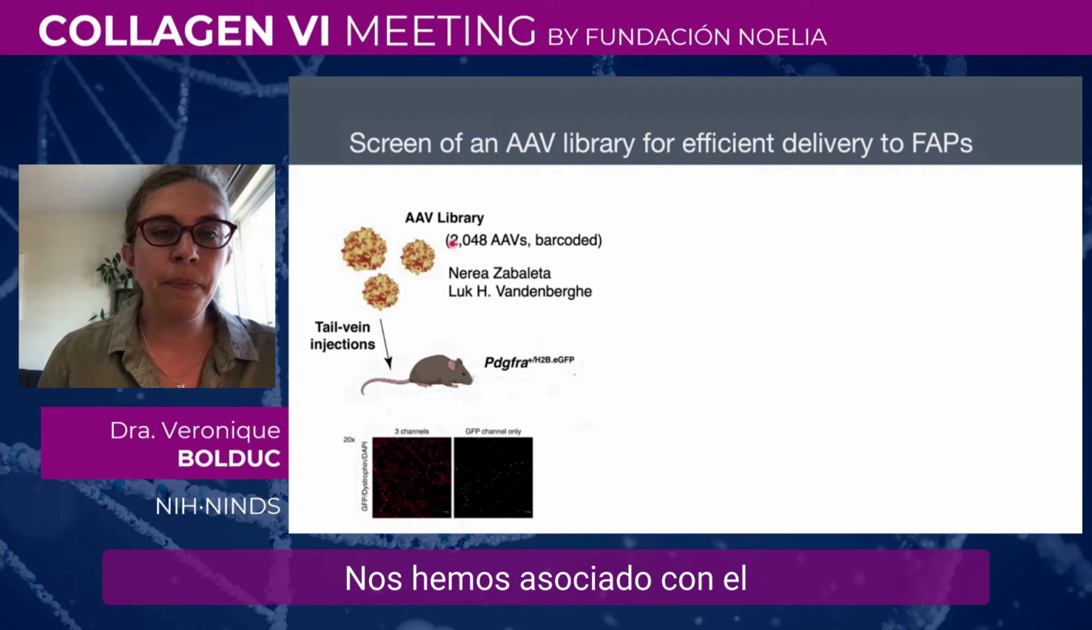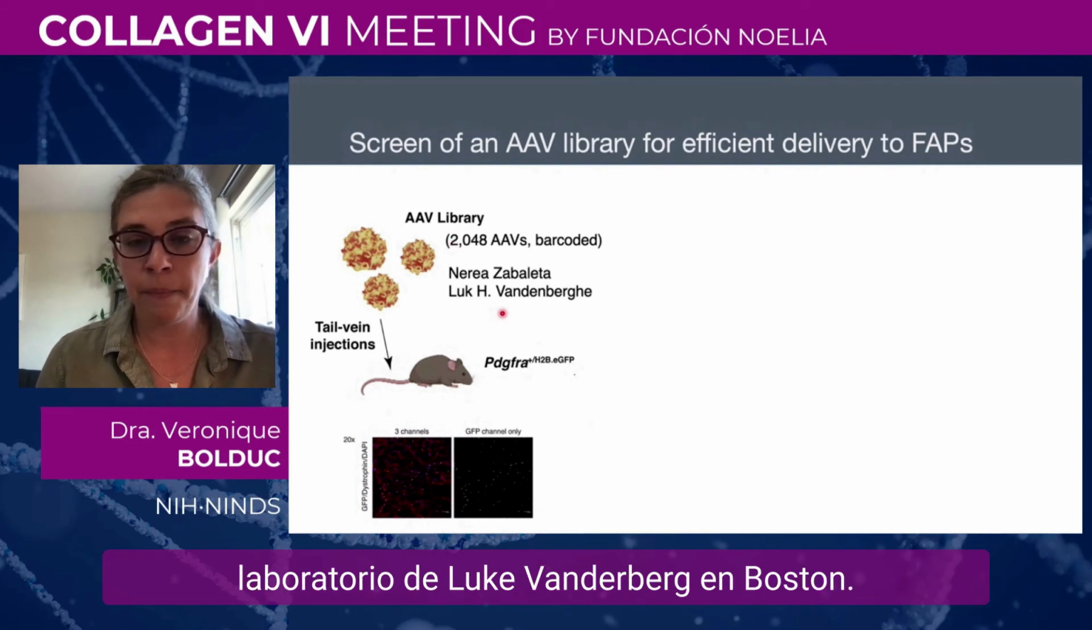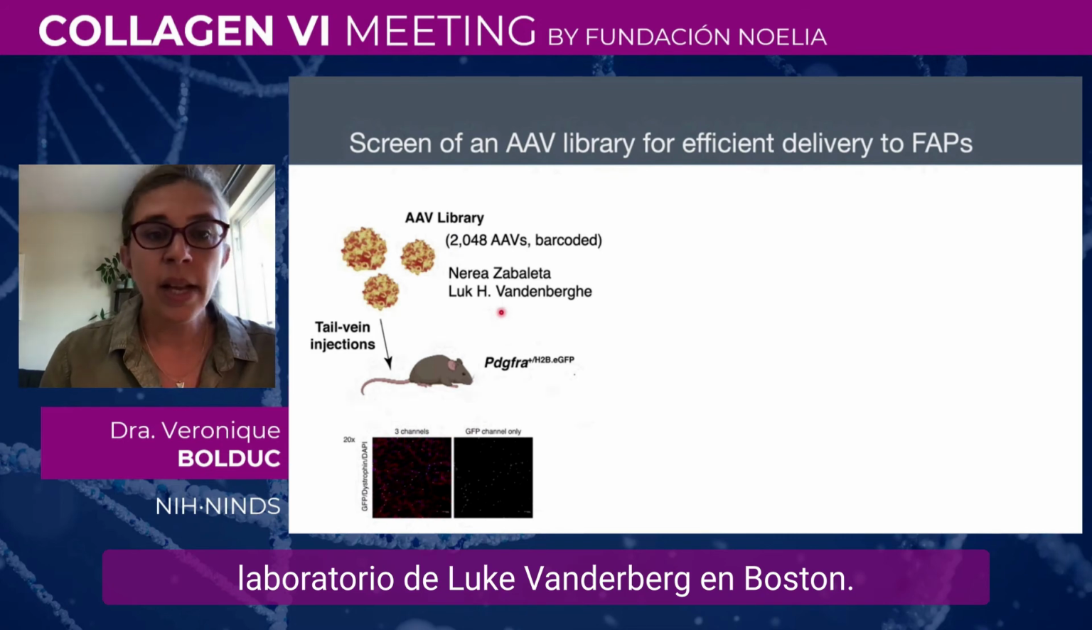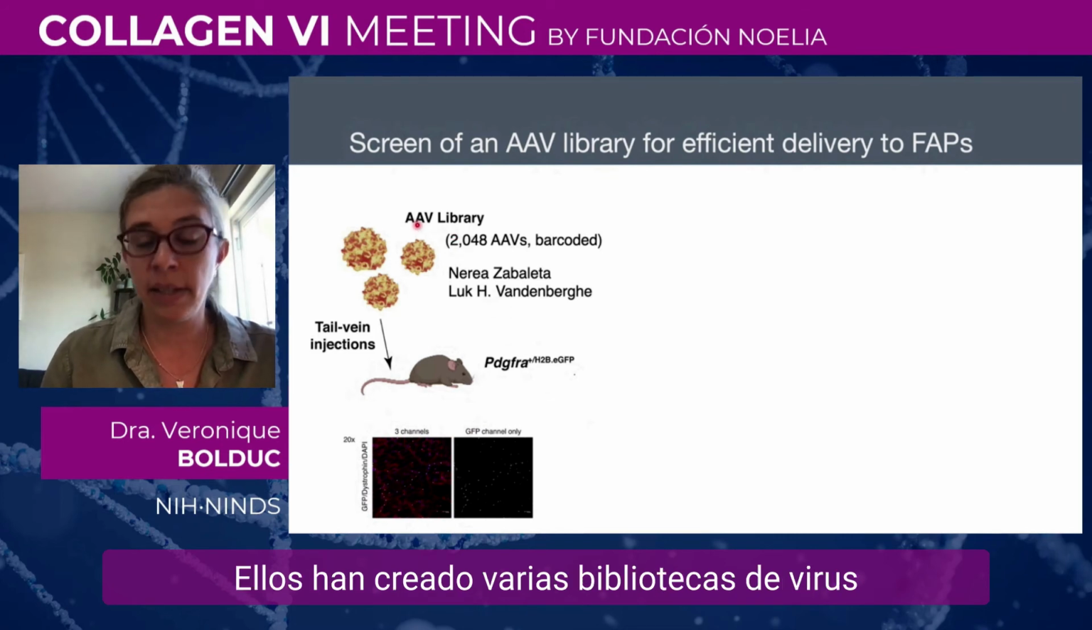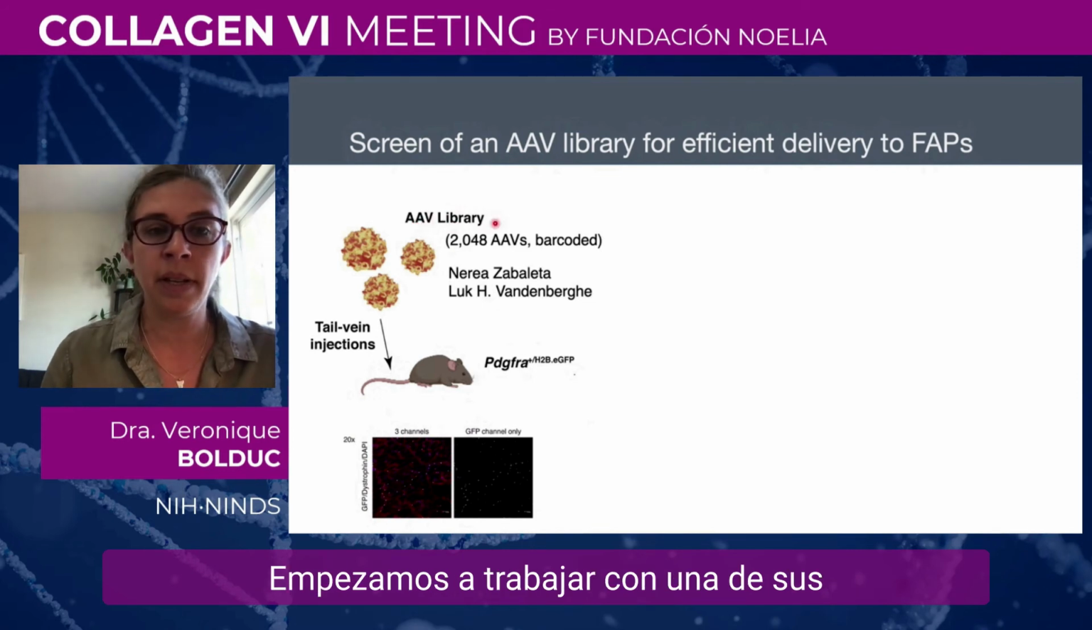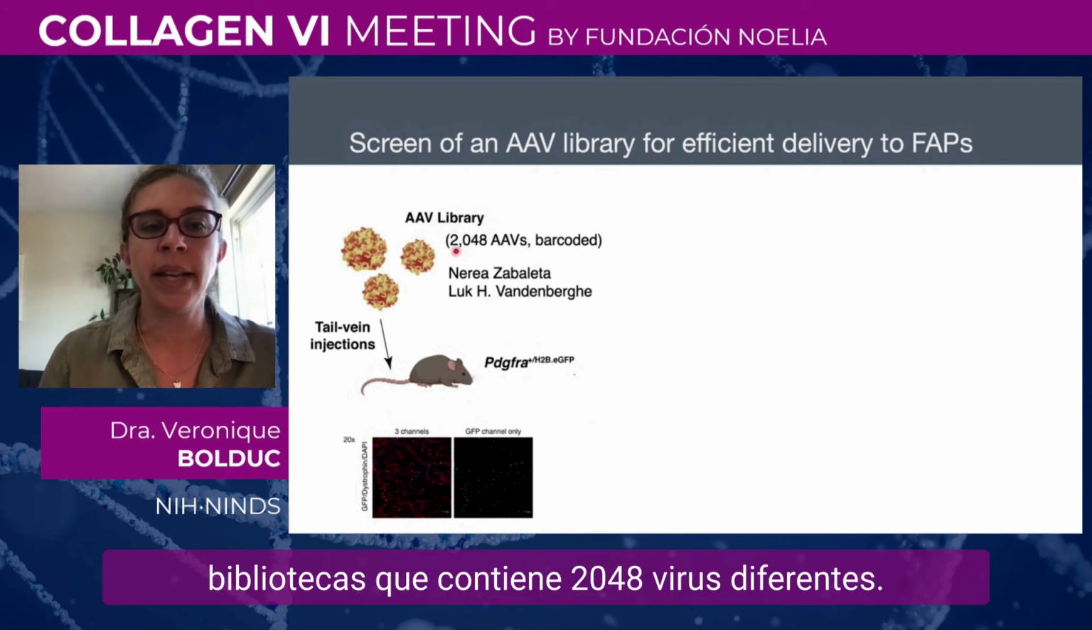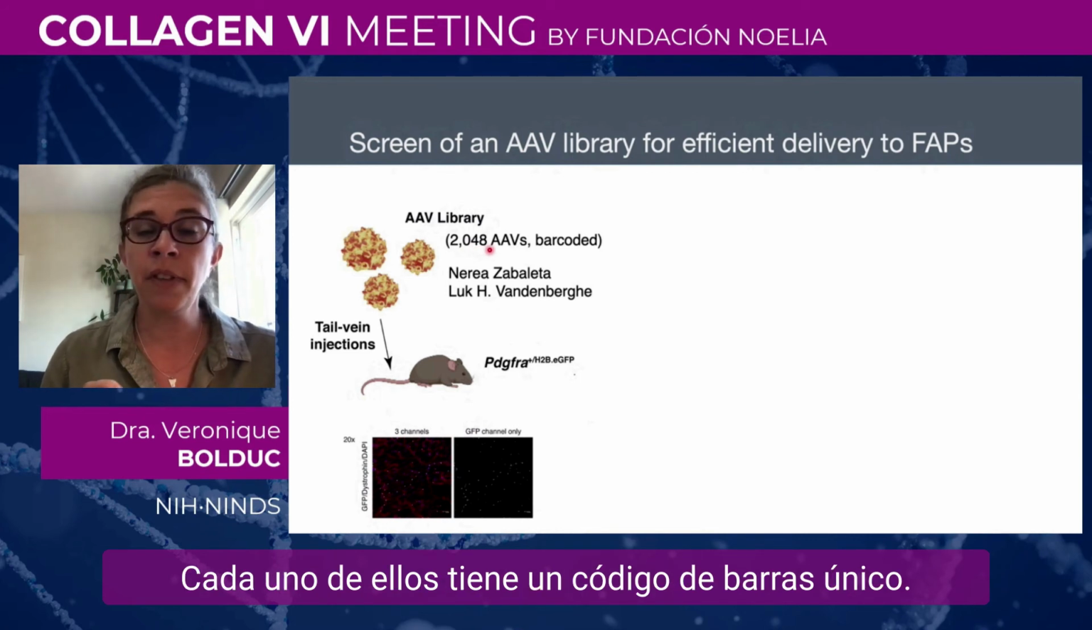We partnered with the lab of Luk van der Berg in Boston. They have created several AAV libraries, and we started working with one of their libraries that contained 2,048 different AAVs. Each of them is barcoded with a unique barcode.